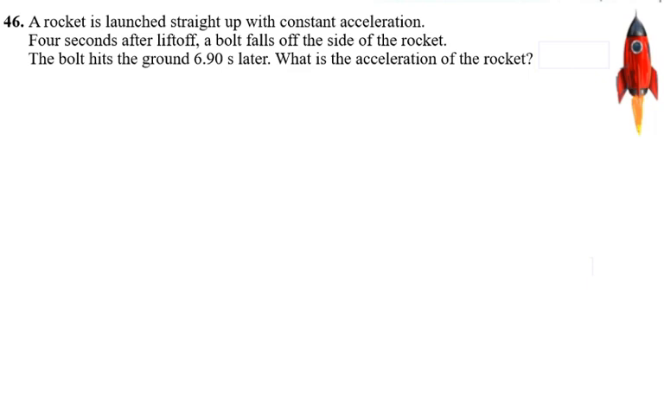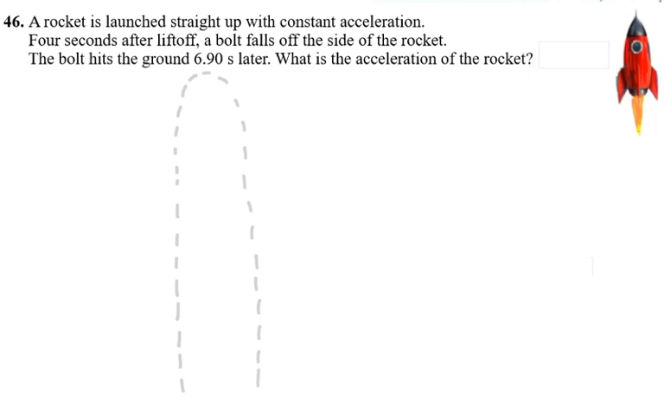So at the university, a rocket is launched straight up with constant acceleration. 4 seconds after the liftoff, a bolt falls off the side of the rocket. The bolt hits the ground 6.9 seconds later. What is the acceleration of the rocket? So we're going to draw a rocket path. The rocket is moving in some motion. I'm going to draw it like a parabola, but it doesn't have to be a parabola. We know it's not a parabola because the bolt just falls off.